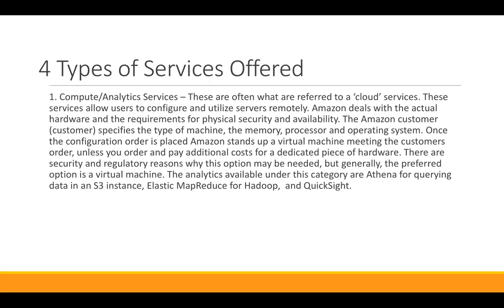So there's 4 types of services offered. The first one is the compute analytics services. These are often referred to as cloud services. These services allow users to configure and utilize servers remotely. Amazon deals with the actual hardware and the requirements for physical security and availability. The Amazon customer specifies the type of machine, the memory, processors, and operating systems that they want to use.